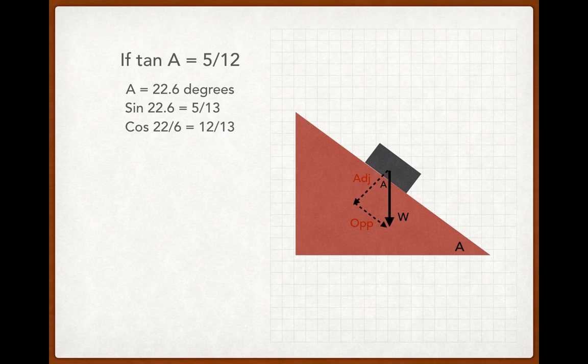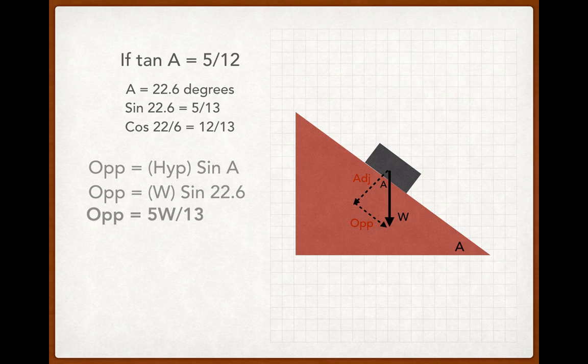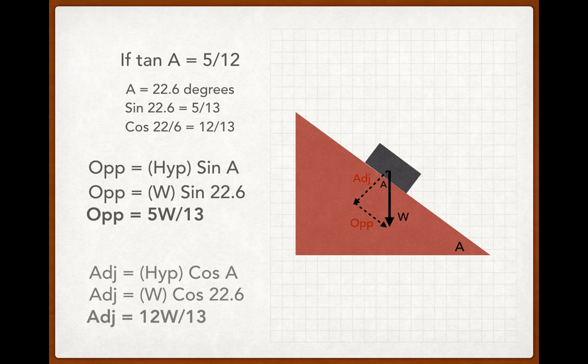Okay, so we've got the inverse tan, we've got sine and cos. Now it's time to get the opposite and the adjacent. For the opposite, we fill in the value for the hypotenuse, which is W, and we fill in sine of the angle. Sine of the angle is 5/13, multiplied by W gives me the opposite of 5W over 13. Repeat that for the adjacent, and you're done.